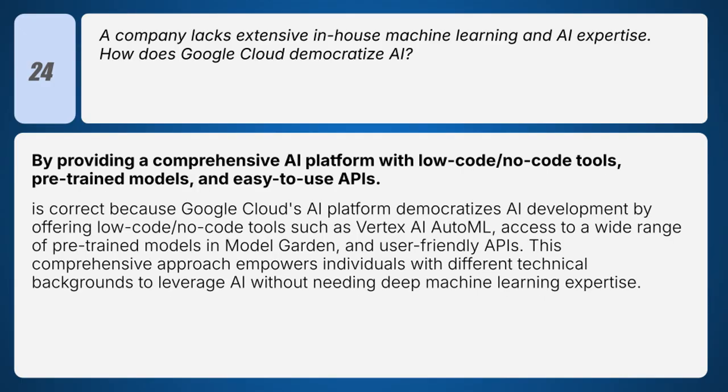By providing a comprehensive AI platform with low-code/no-code tools, pre-trained models, and easy-to-use APIs is correct because Google Cloud's AI platform democratizes AI development by offering low-code/no-code tools such as Vertex AI AutoML, access to a wide range of pre-trained models in Model Garden, and user-friendly APIs. This comprehensive approach empowers individuals with different technical backgrounds to leverage AI without needing deep machine learning expertise.